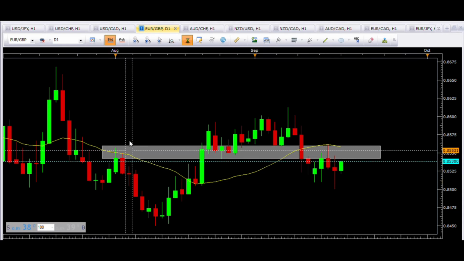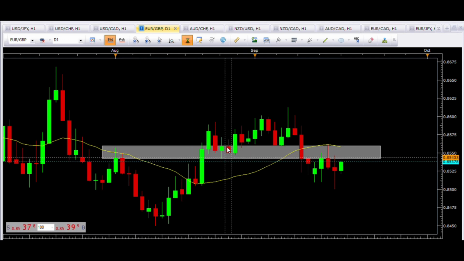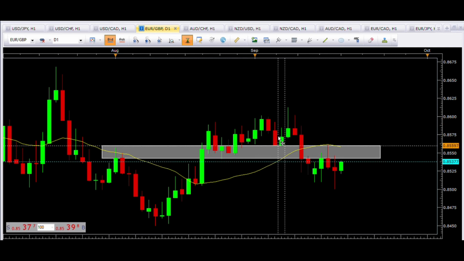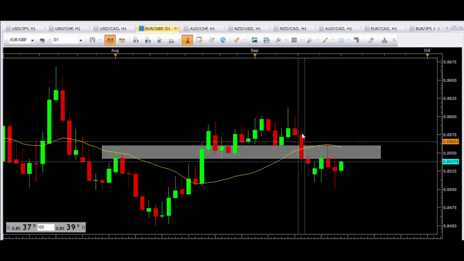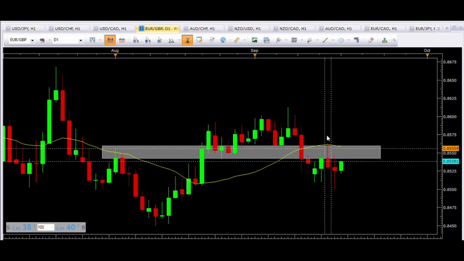So this grey area here was once resistance. Price came up, treated it as support, came up again, it was support, but then price broke down below this level. And you can see this large red bearish candle on the 15th of September is the reason I went short. So we have everything in our favor.